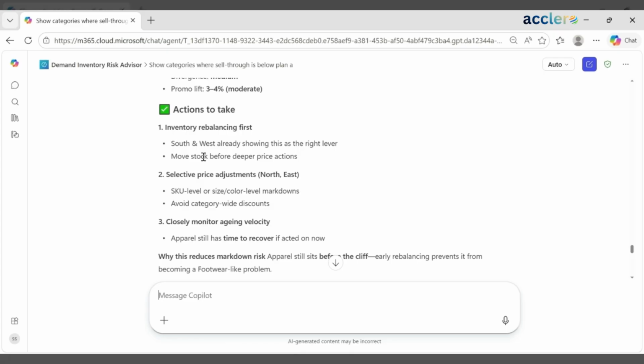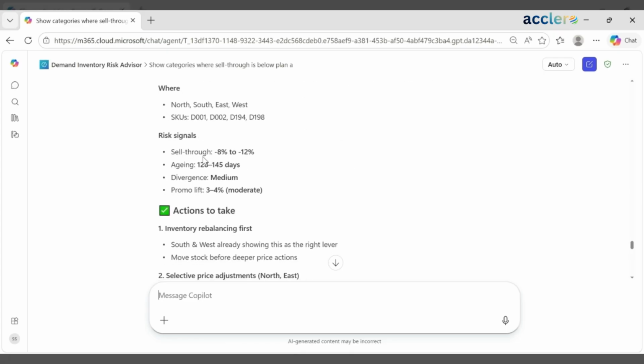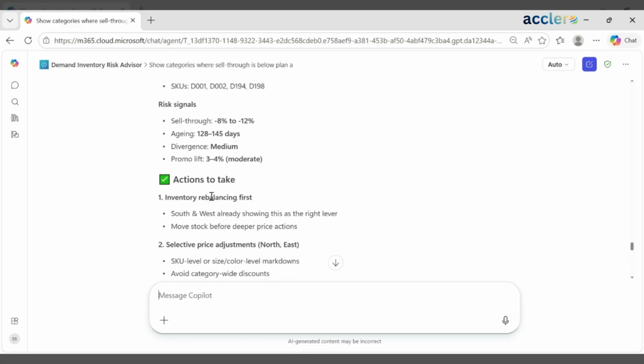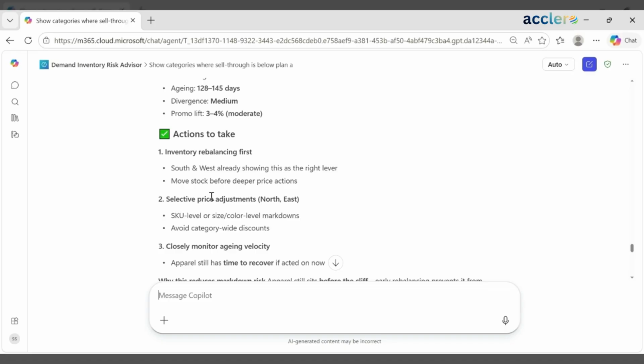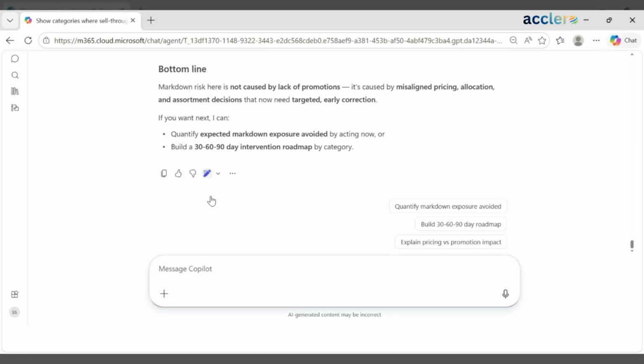For the apparel, precision pricing and rebalancing are recommended to correct the demand early without heavy markdowns.